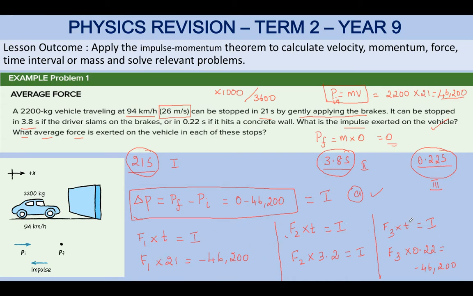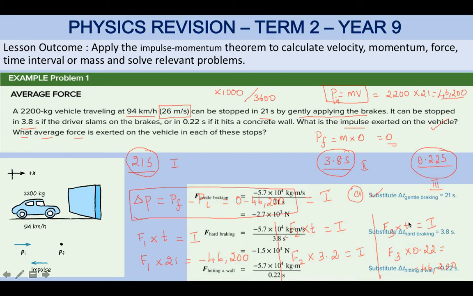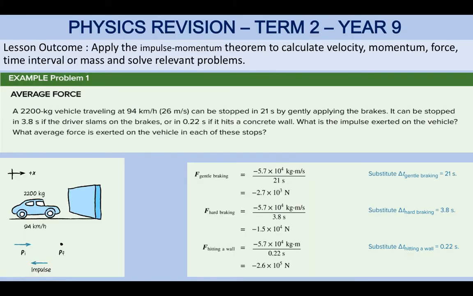This question actually makes you understand how this impulse is related to the force and the time that is acting on an object. If the force is larger, the time for which it comes to a stop is smaller. So the impact is greater. So you will definitely understand that if the car comes to an abrupt stop in 0.22 seconds when it hits a concrete wall, the damage caused to the car is much, much larger. The reason being the force that is acting on it will be greater as well. Okay, the final answer you should be getting is the calculation for the 3 different forces.